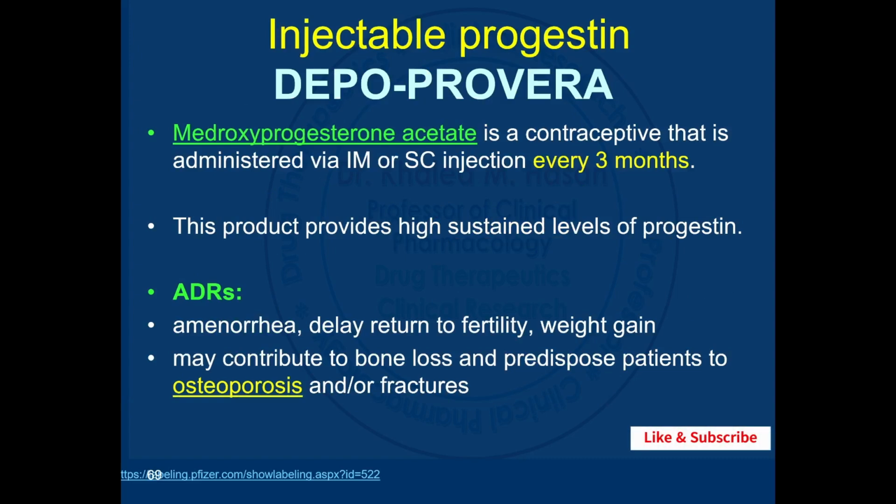Okay, regarding the injectable progestin, we have Depo-Provera. We are going to maybe review the website. So what we have here, injectable, we talk about injectable. This provides effective contraceptive for 3 months. Could be subcutaneous or could be intramuscular, and the brand or the generic medroxyprogesterone, the brand name Depo-Provera. This product provides a high sustained level of progestin for 3 months.